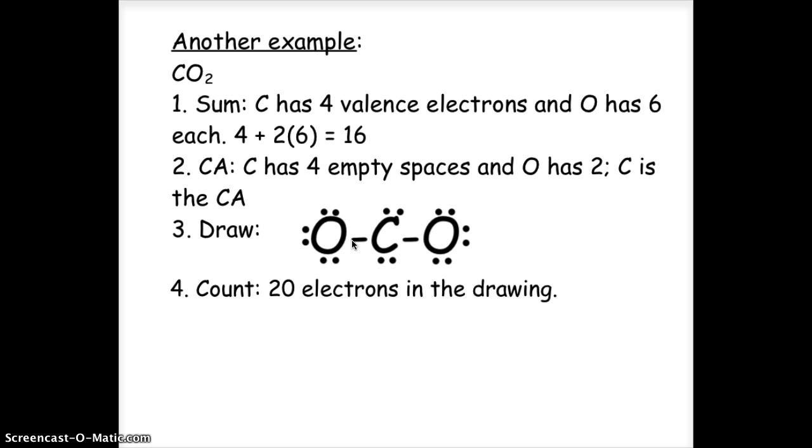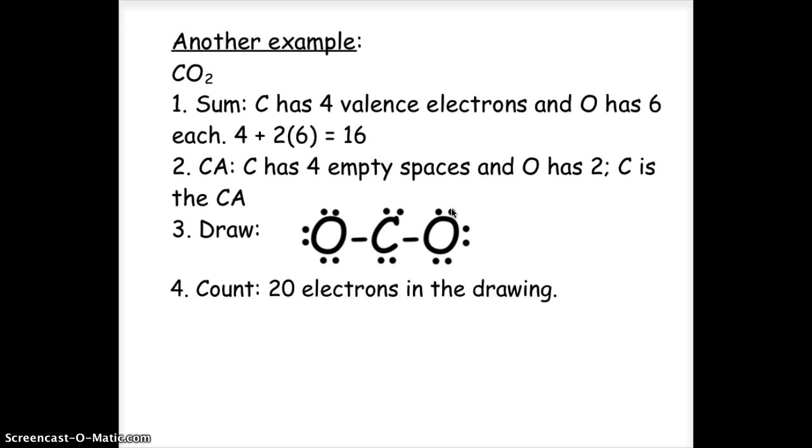And then we count how many electrons are in our drawing. So when we count, we've got 2, 4, 6, 8, 10, 12, 14, 16, 18, and 20.